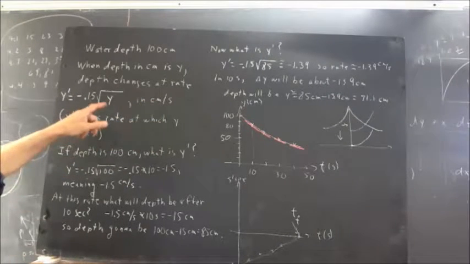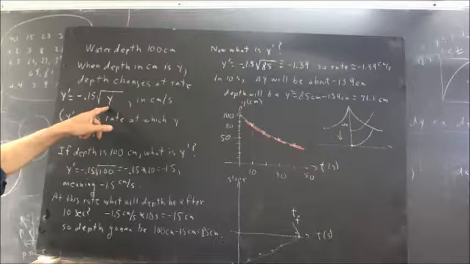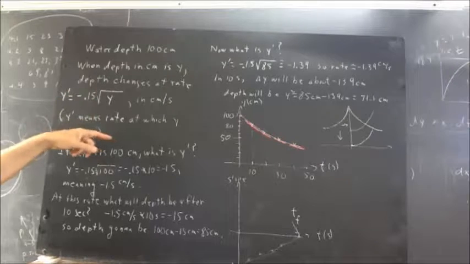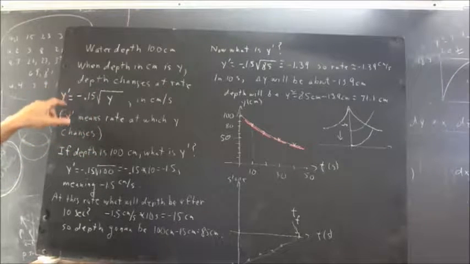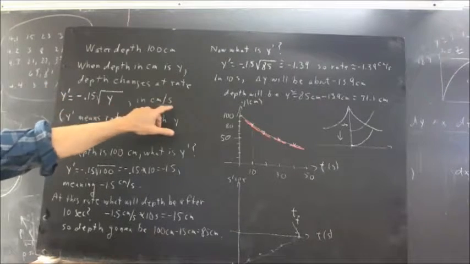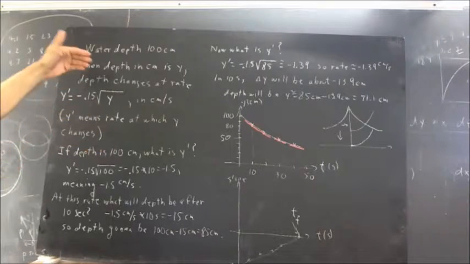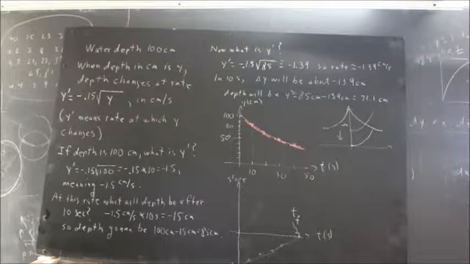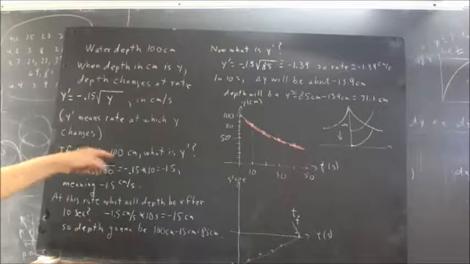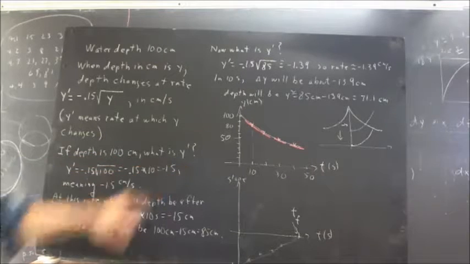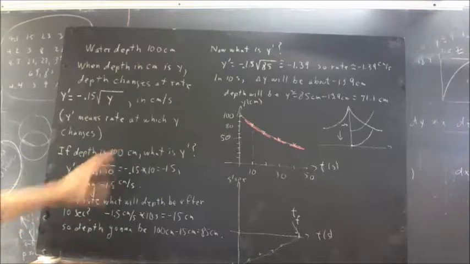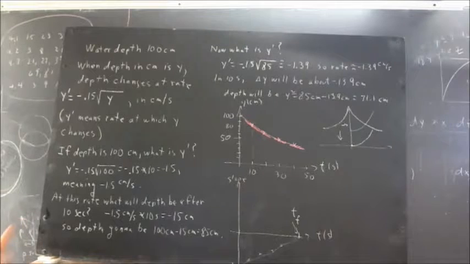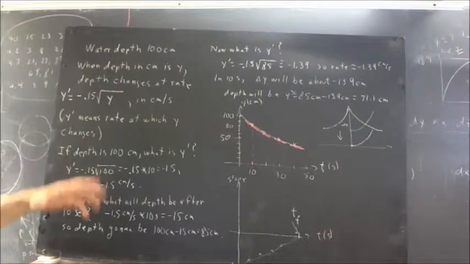So you put the numerical value of the depth in centimeters in here, do the calculation, and you get y prime, which is the rate in centimeters per second at which the depth changes. Okay, so if the depth is 100 centimeters, what is y prime? You should do that before you look ahead. You should be able to do that in your head very easily. Okay, well, you should have paused and done that.